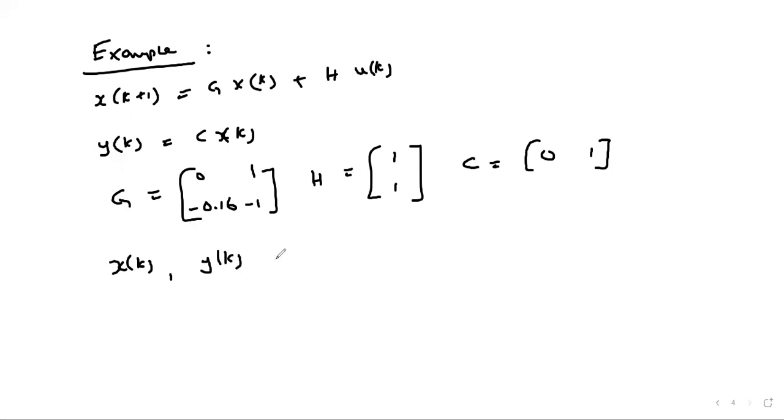We are to obtain x(k) and y(k) when the input u(k) is equal to 1 for all values of k. And we assume the initial state of the system x(0) to be equal to [1, -1]. So we first determine the state transition matrix. Then we determine the state x(k) and the output y(k) with the assumption of the initial condition of the system as x(0) = [1, -1].